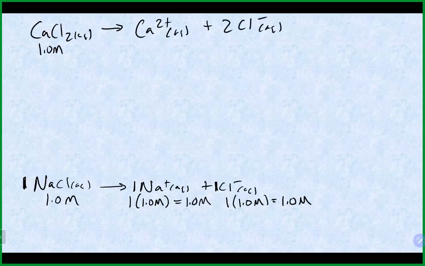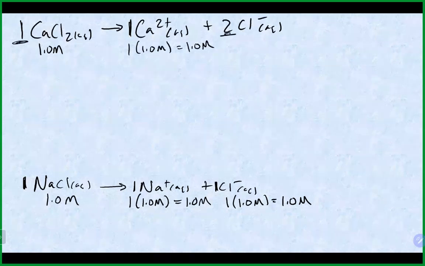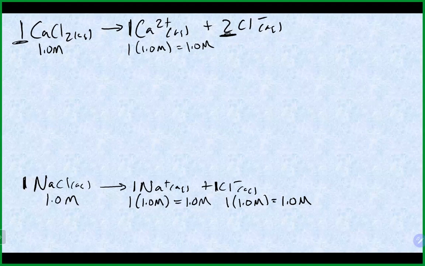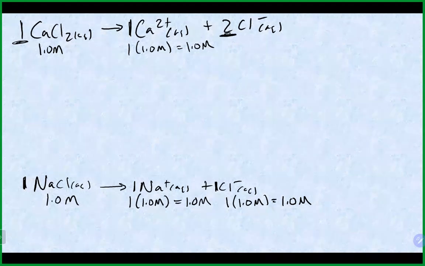In this case, it is a 1-to-1 relationship between the whole thing and the calcium ion, which means that we would multiply again the concentration by 1 molar. And that would give us 1 molar. But when we look at the whole thing to the chloride, it actually is a 1-to-2 relationship, which means in terms of the concentration, we would actually multiply the concentration by 2 in this case. And that would be 2 times 1 molar. And that would give us 2 molar.